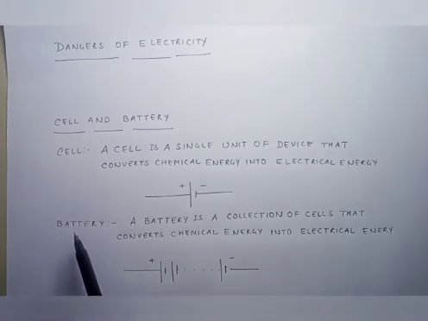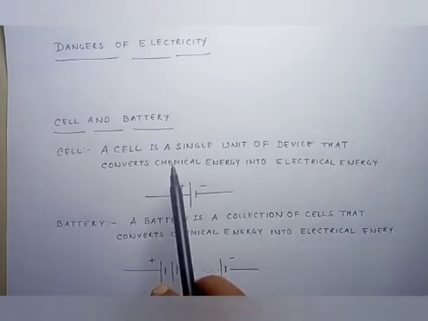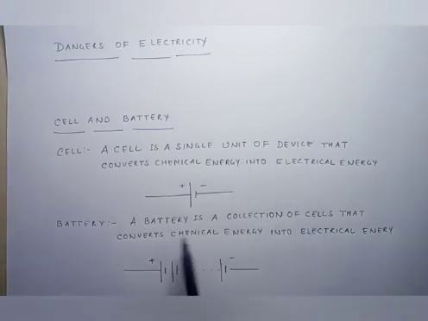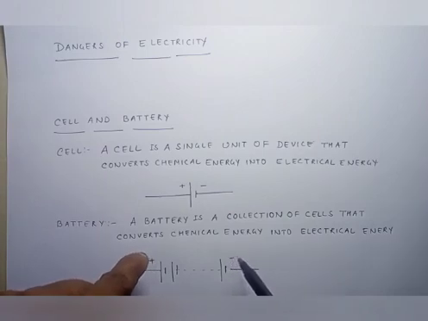Let us move to another topic, that is battery. A battery is a collection of cells that converts chemical energy into electrical energy. A cell is a single unit of device, but a battery is a connection of cells, meaning 2, 3, 4 or 5 cells. When they are combined together, they form a battery. It also has a positive as well as a negative terminal. When we connect both the positive and negative terminal, only then will the circuit be completed and we can glow a bulb or a fan or any electrical equipment.